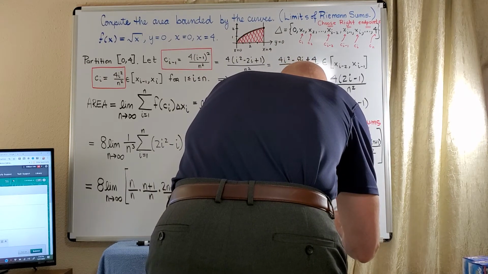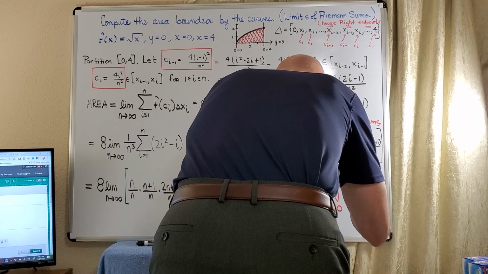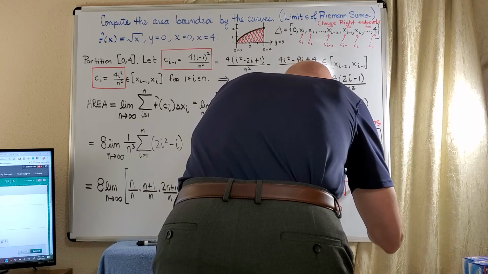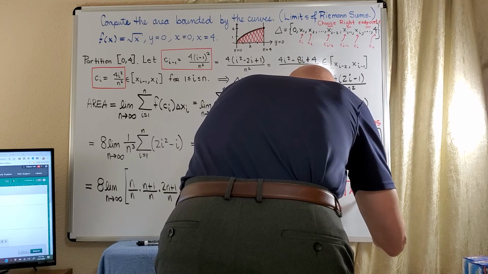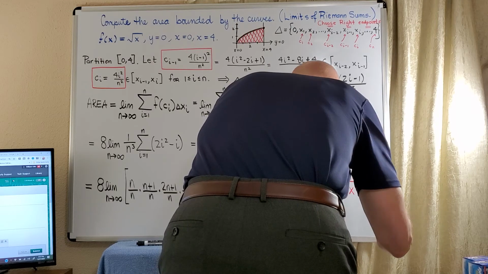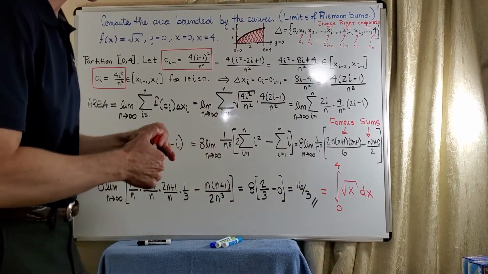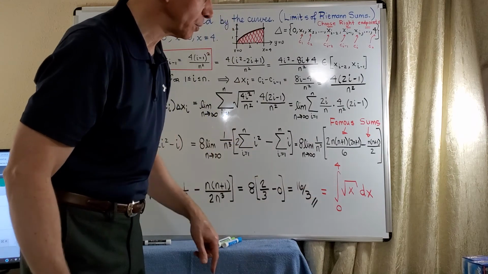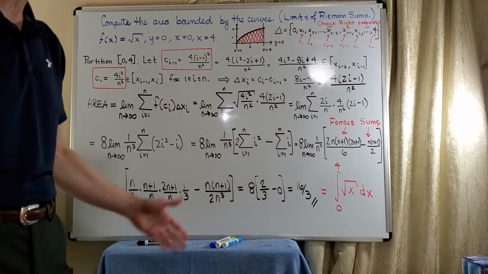symbols. This will be 0 to 4, principal square root of x dx. Now, that's what this actually equals. And you're thinking, boy, it must be a whole lot simpler to compute this than to do all this. And of course the answer is yes.